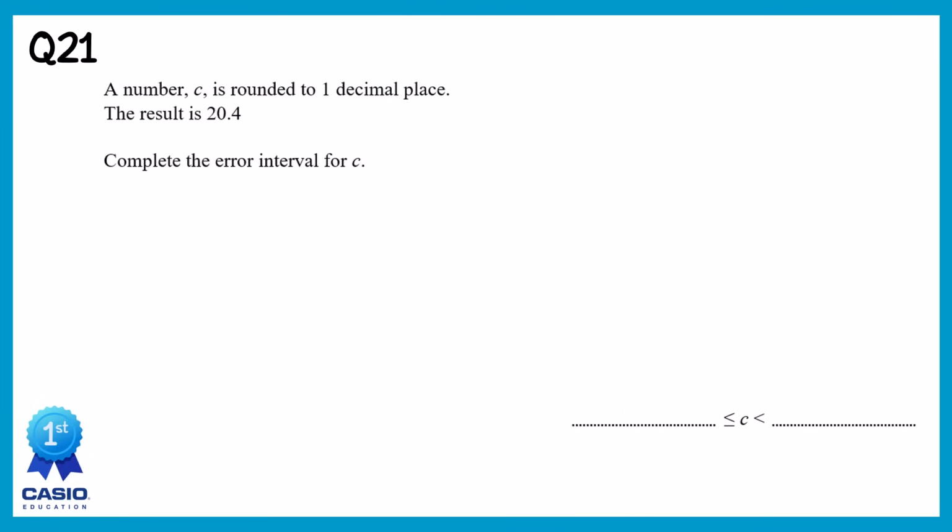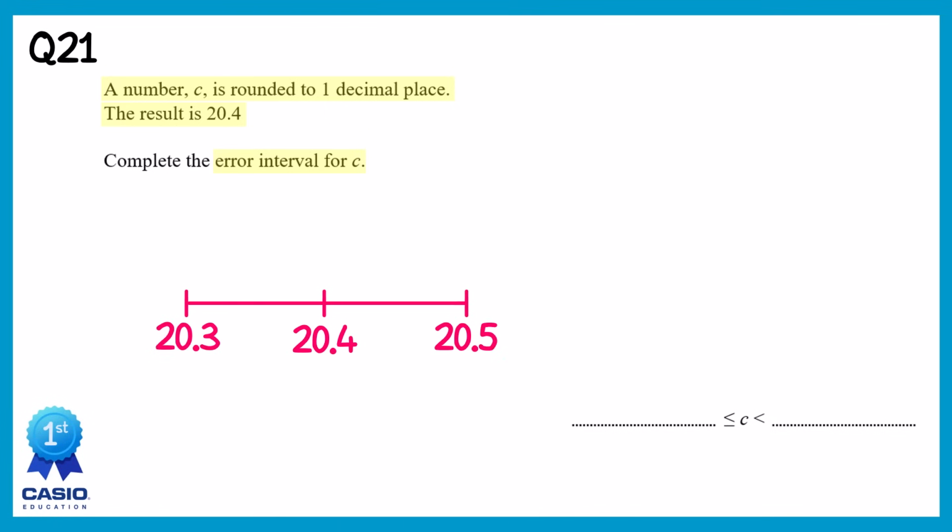In this question, we're told about a number C which has been rounded to 1 decimal place, and the result is 20.4, and then we need to write down an error interval for C. I like to do this with a number line. Let's place the number 20.4 in the middle. And since this was rounded to 1 decimal place, let's consider 1 decimal place above and below 20.4. So that would be 20.3 and 20.5.